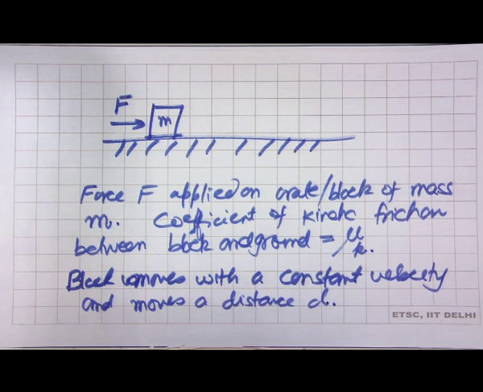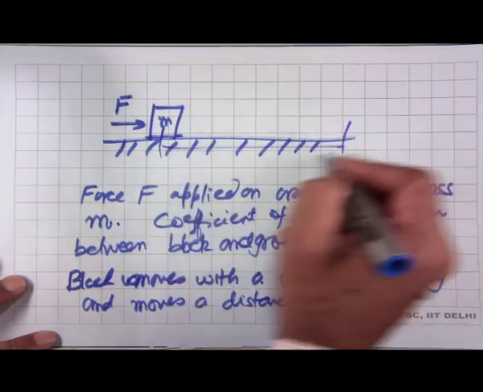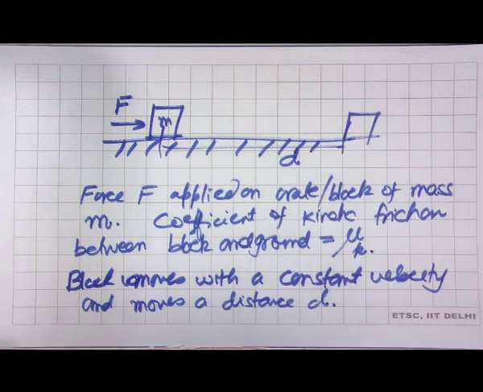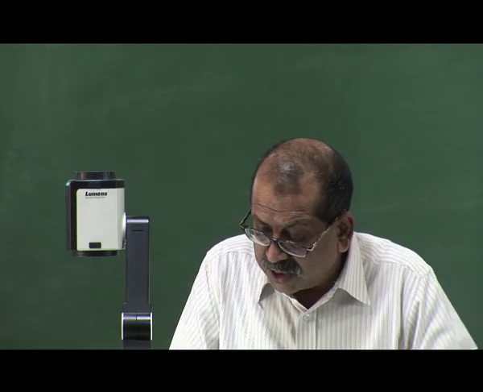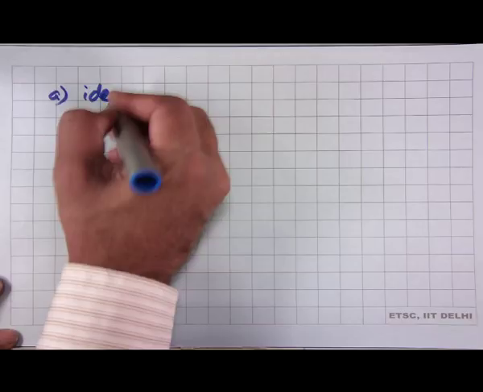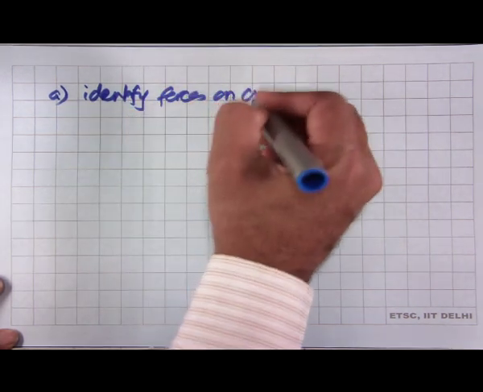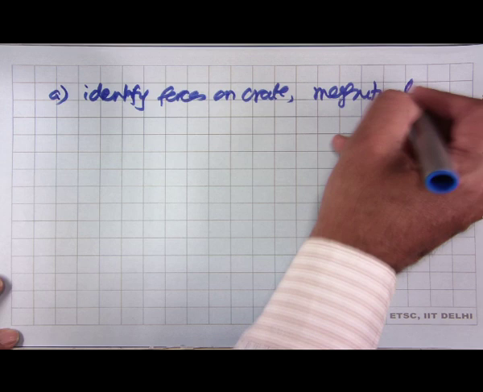So, it moves with a constant velocity and it moves over a distance d. It starts from here, let us say it has moved a distance d. So, this is the final position of the block. Now, once again the question says, let us try to identify the different forces on the crate and their magnitude in terms of the given quantities.